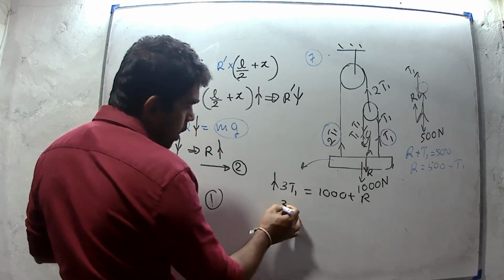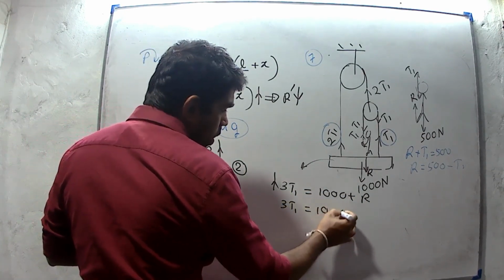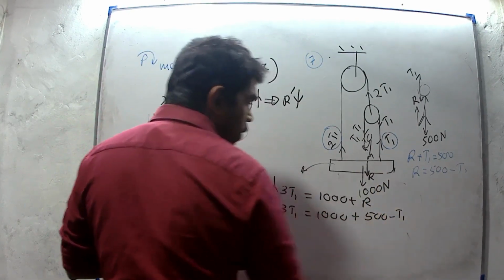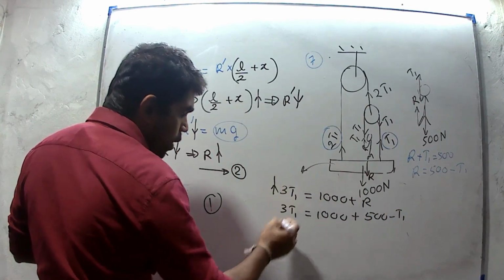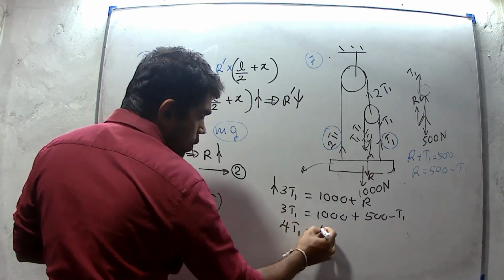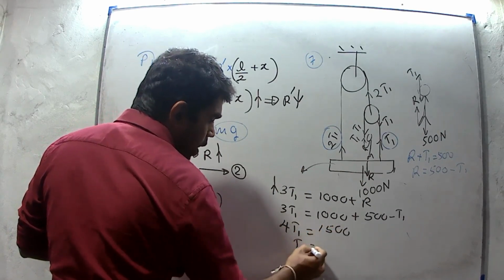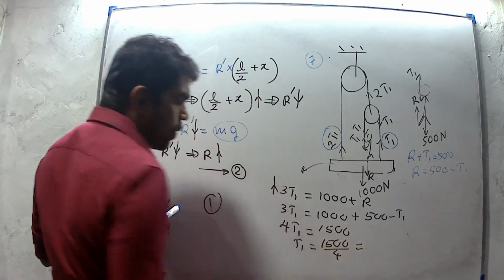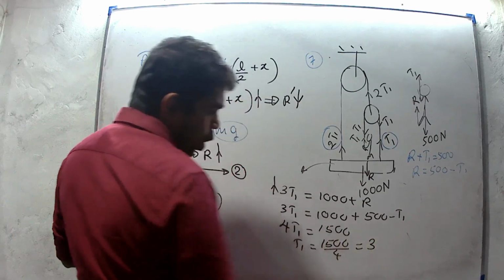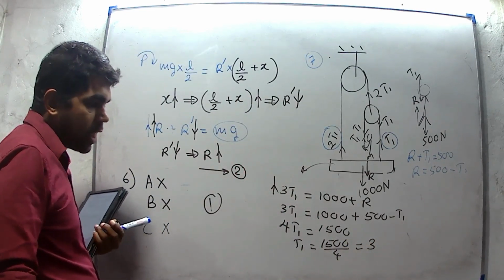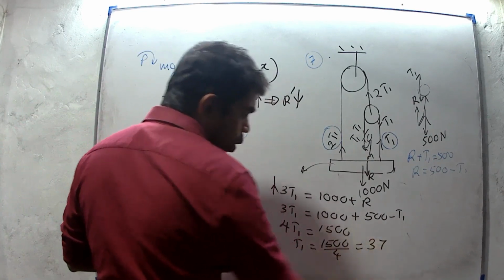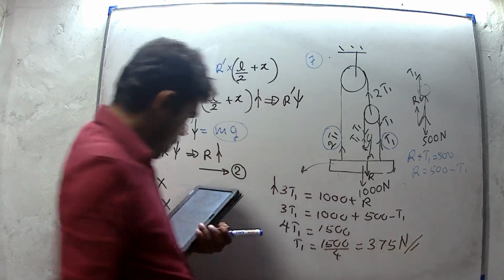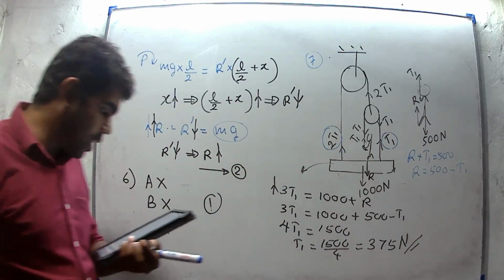Now we can get 3T1 equals 1000 plus we have found R is 500 minus T1. Now we can get T1 to the left hand side. 4T1 equals 1500. T1 equals 1500 divided by 4. 15 divided by 4, 3. 12, 3 remaining. 30 divided by 4, 7. 2 remaining. 20 divided by 4, 5. 375 Newton. Then the correct answer is 5 for question number 7.